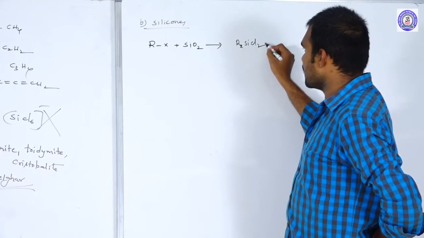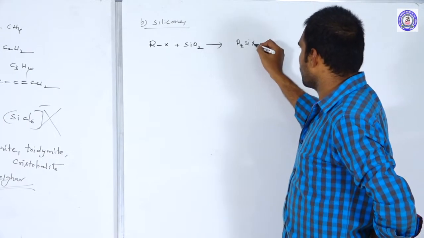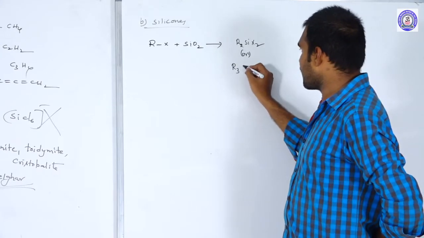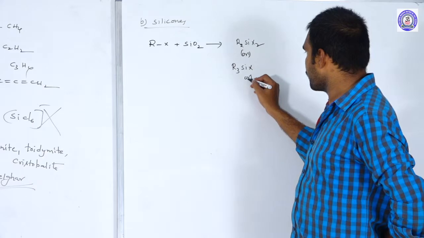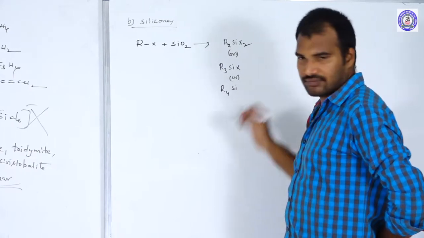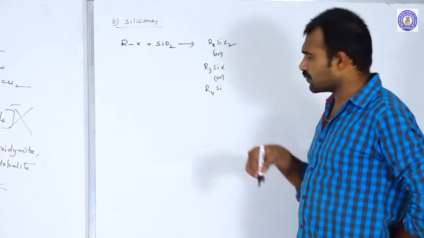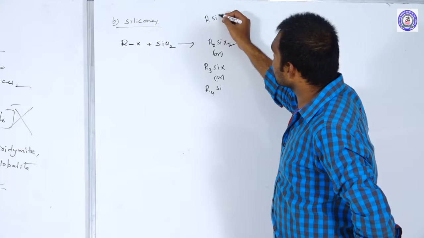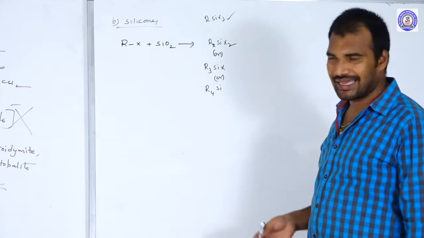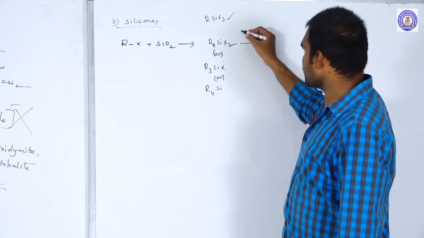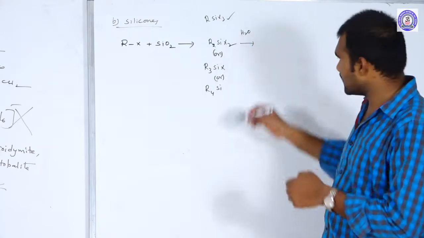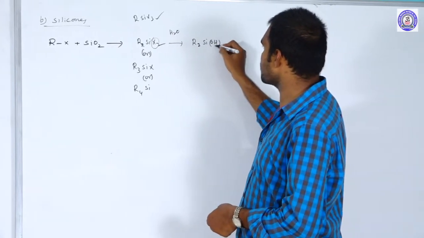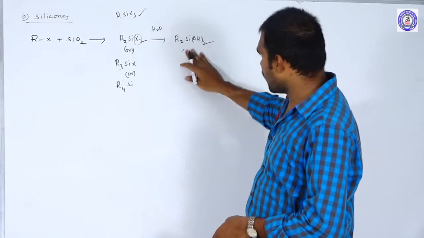In that we get R2SiX2, dialkyl silyl halide, or trialkyl silyl halide, or tetraalkyl silane. Or else one more thing, RSiX3 also will form, monoalkyl silyl halide. Like these, different types of silyl halides will come. On hydrolysis, these halogens are replaced by OH, and we will get R2Si(OH)2. Now these are the monomers.